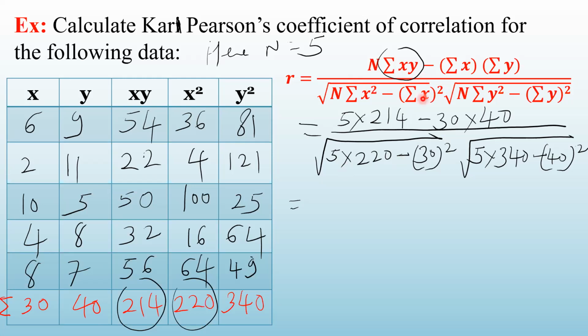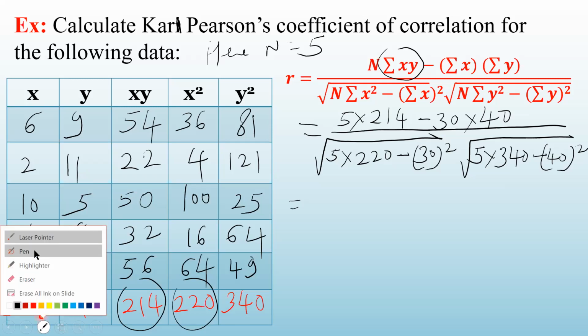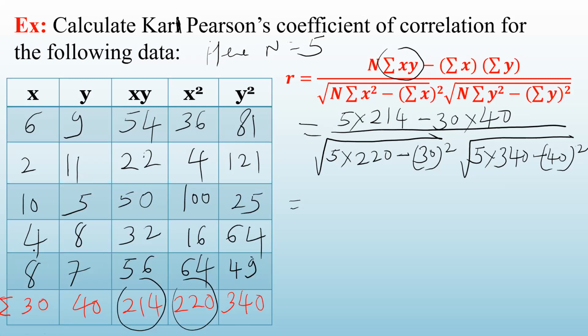It is summation of x whole square. Many students get confused here. So summation x means the first column, the sum of the first column, that is 30. So we need 30 square. Similarly, in the next square root, capital N is 5, summation of y square is 340. 5 into 340 minus summation of y whole square. Summation of y is 40, so it is 40 square. So after you complete the table, your next step is to put the values in the formula.